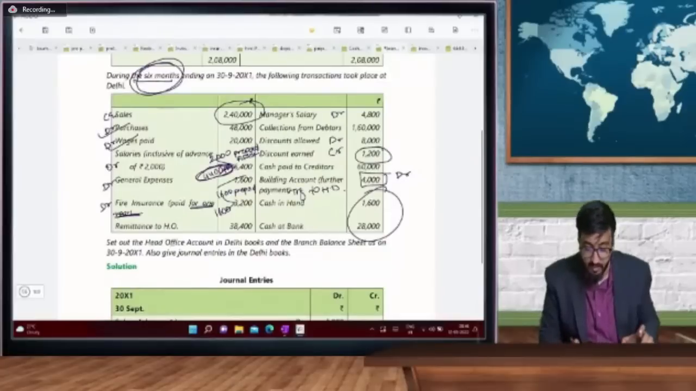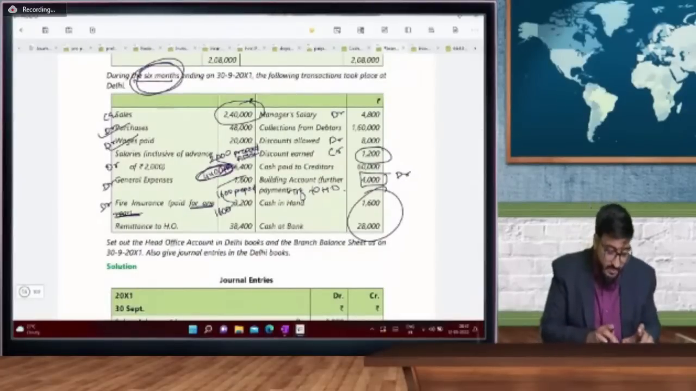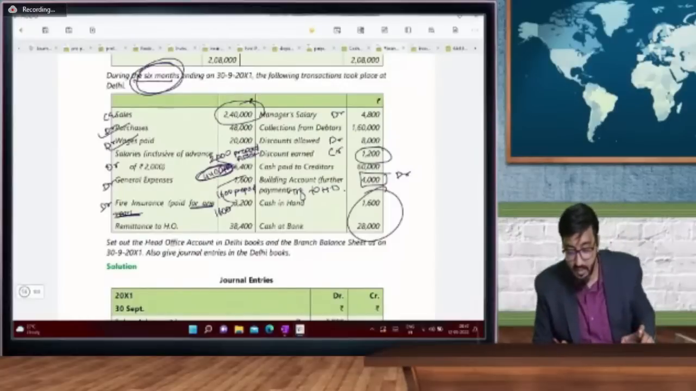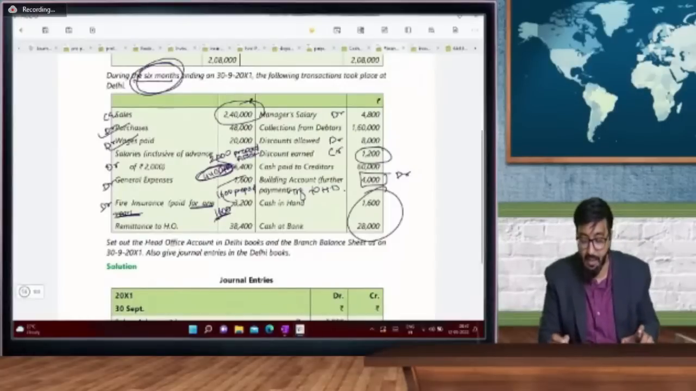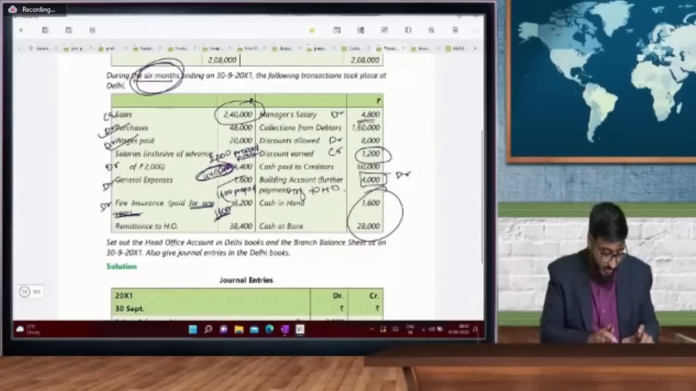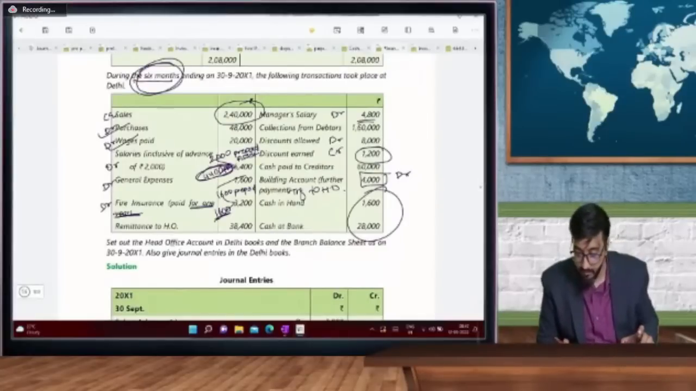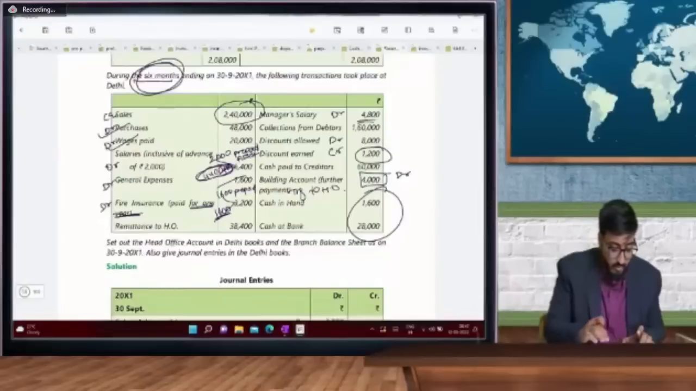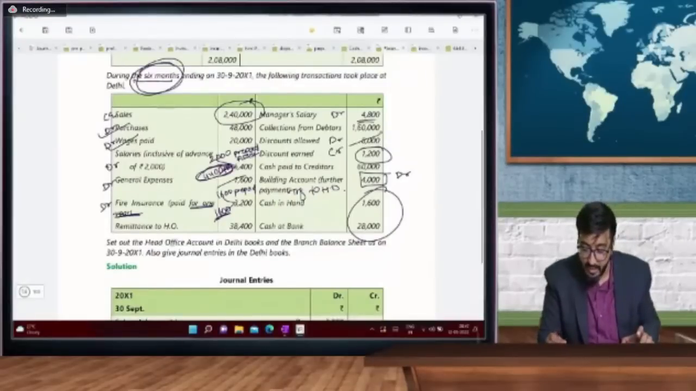Yes, transfer it. Will fire insurance be fully transferred? No, sir. Only 1,600 will be transferred because the remaining 1,600 is prepaid. So we'll transfer only 1,600. Manager's salary, yes, take manager's salary 4,800. And discount allowed. Discount allowed is 8,000.